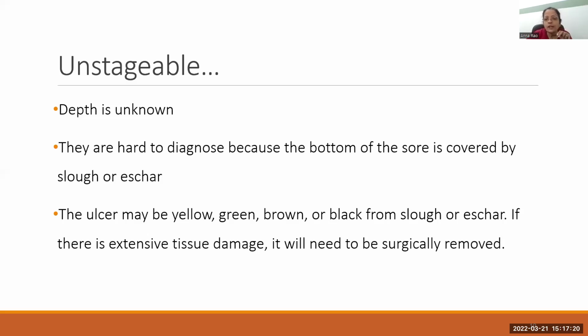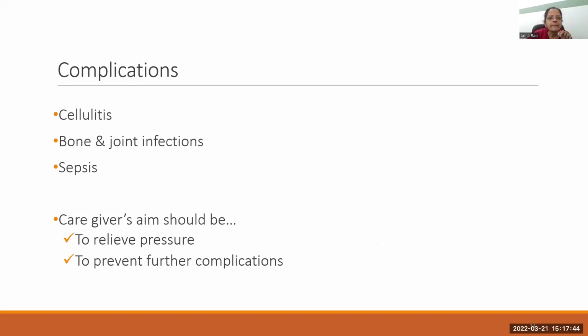Many times it may require surgical removal of the part so that we can see the fresh blood coming out. So we know that some blood supply is there around there, and then we can have other possibilities like skin grafting or any other thing, right? And our bed sore can complicate with other problems: cellulitis can take place, bone and joint infection can take place, sepsis can also develop.